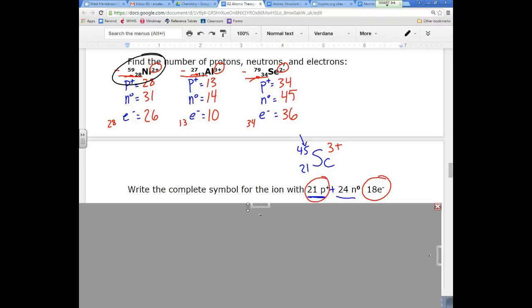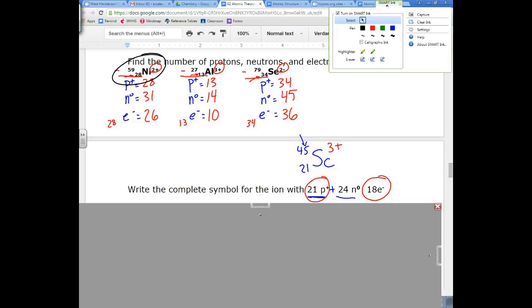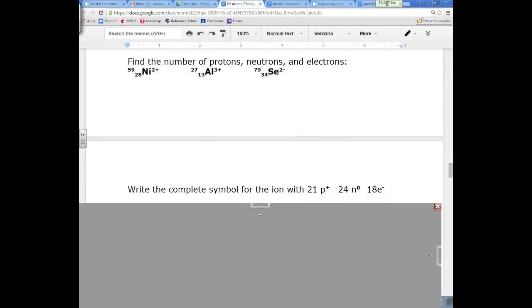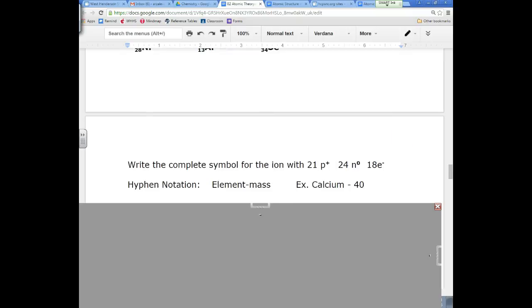There is one other notation, and it's called hyphen notation. In hyphen notation, you write out the element's name, you put a hyphen, and then you write its mass. So the example I have here is for calcium, calcium hyphen 40. You have to remember that this number right here is the mass, which is your protons plus your neutrons.